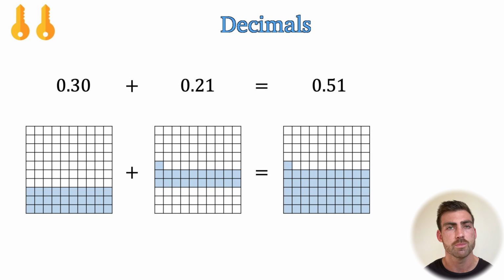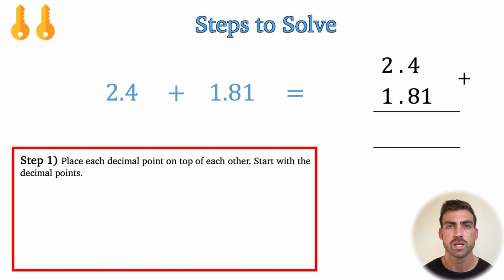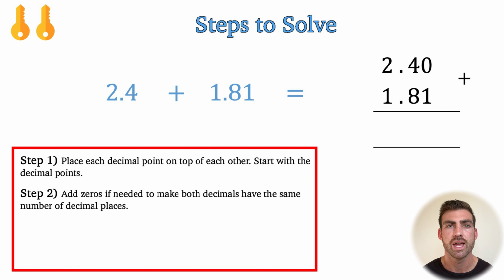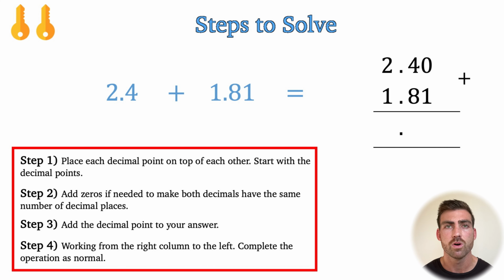Learning with the diagram can be very helpful. But how do you do these questions without drawing diagrams each time? Here are the steps to solve. Step 1. Place each decimal on top of each other. Start with the decimal points. Step 2. Add zeros if needed to make both decimals have the same number of decimal places. Step 3. Add the decimal point to your answer. Step 4. Working from the right column to the left, complete the operation as normal.